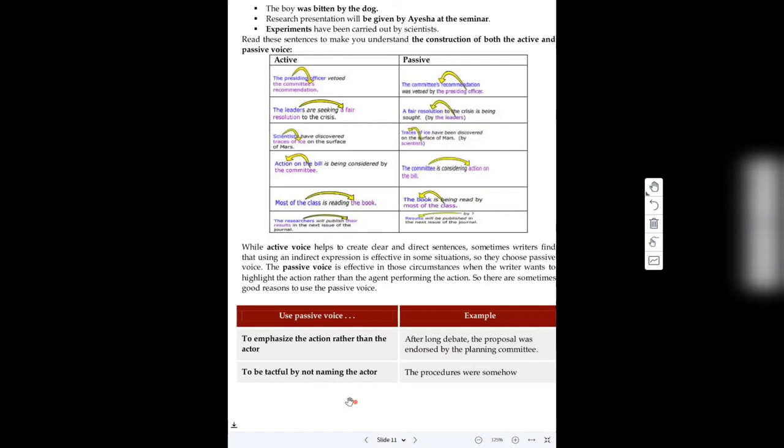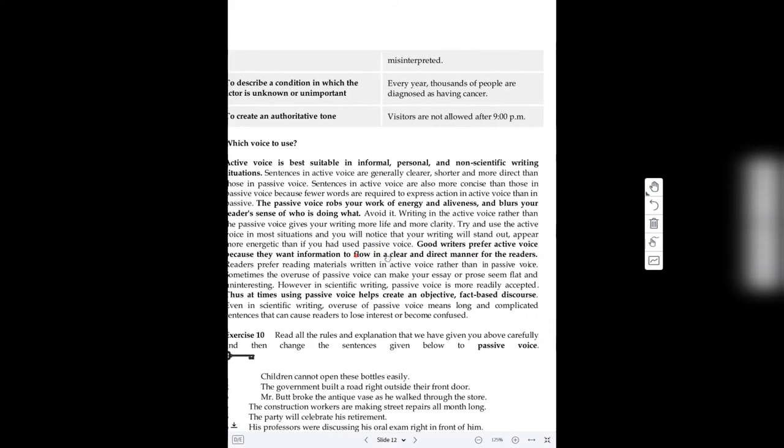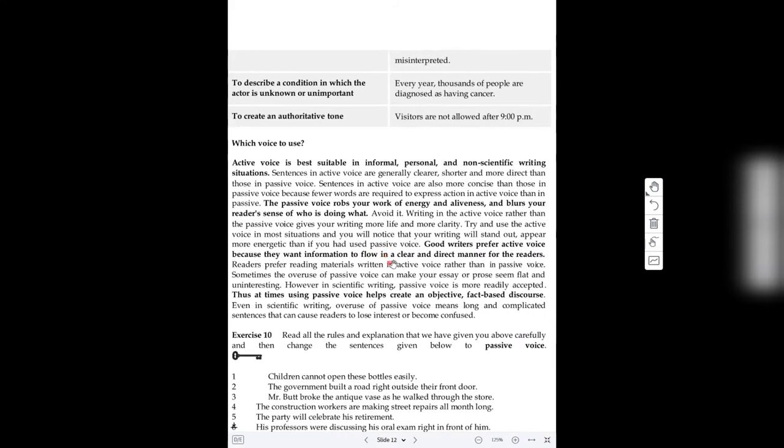Now, the second situation in which we use passive voice is to be tactful by not naming the actor. Right? The procedures were somehow misinterpreted. Then, to describe a condition in which the actor is unknown, right? Every year, thousands of people are diagnosed as having cancer. And to create an authoritative tone: visitors are allowed after 9 p.m., right?